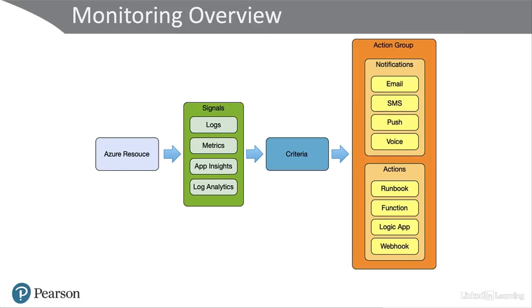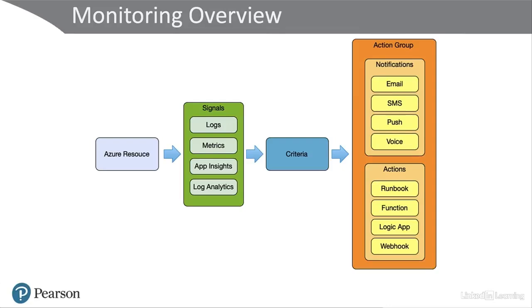Once we've got our criteria set, we have to define what action to take. Actions are grouped as action groups, and an action group allows us to define what will actually happen when that criteria is met. For example, we might configure it to send an email, an SMS, a push notification, or even a voice message. And then finally, we can also tell it where to send it to, for example an administrator's phone or email account.